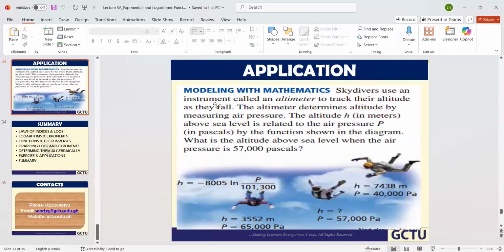This is modeling with mathematics, skydiving: the equipment that is used to determine the altitude and the pressure of those who do skydiving, or those who are involved in those types of games, or their life and their work depends on this, all depends on functions like this. Okay, so basically this is what we'll be looking at today. Now let's start with the laws.